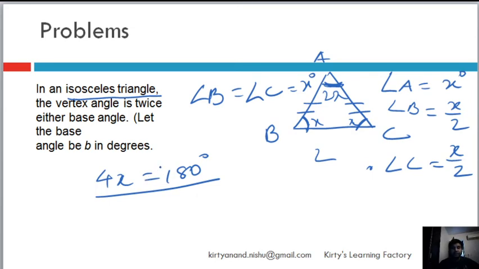So these are the things that no teacher will teach you. When you practice a lot, you will realize that instead of assuming that angle A is equal to x, let me assume that angle B is equal to x, so that A can be 2x, and then for the sum of three angles I can directly say 2x plus x plus x equal to 4x.